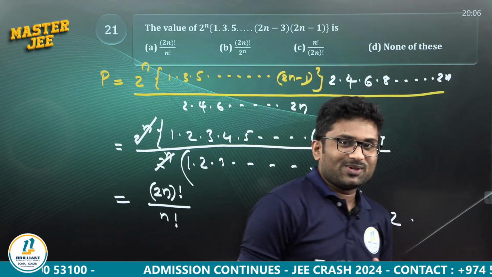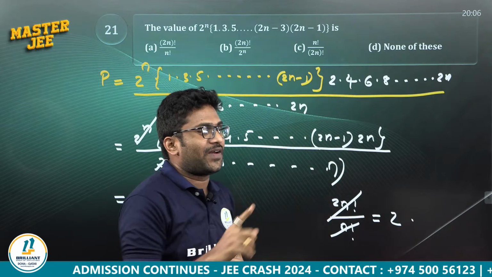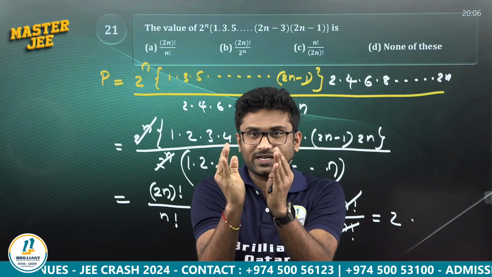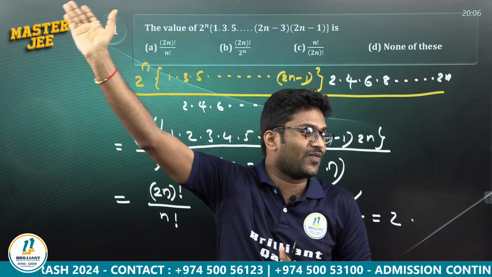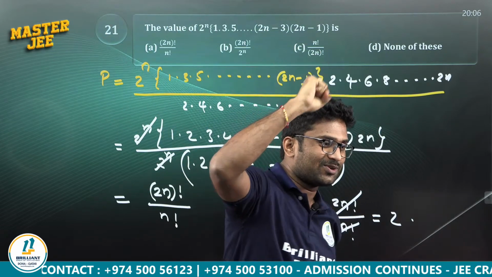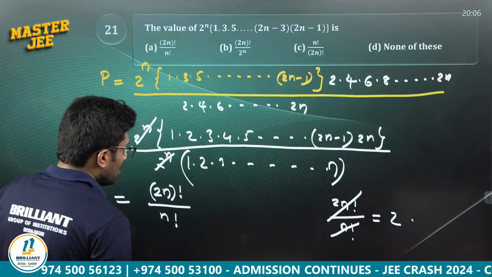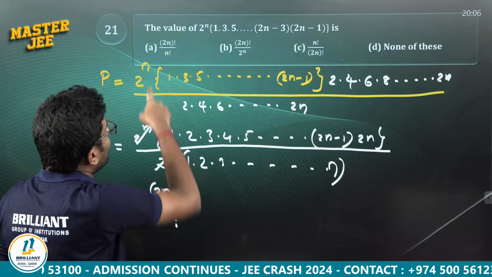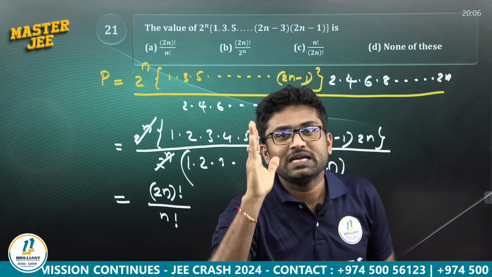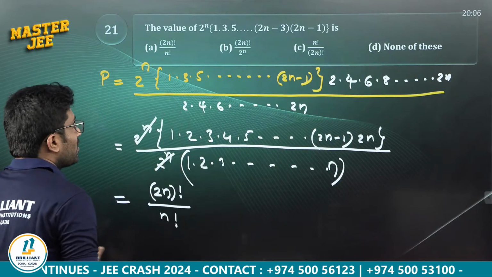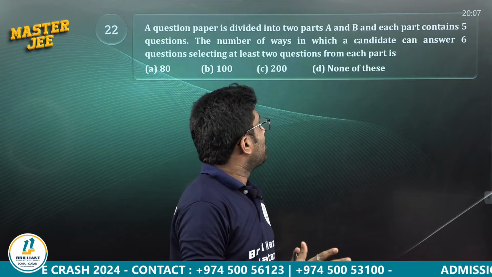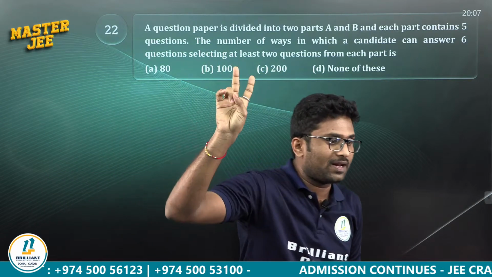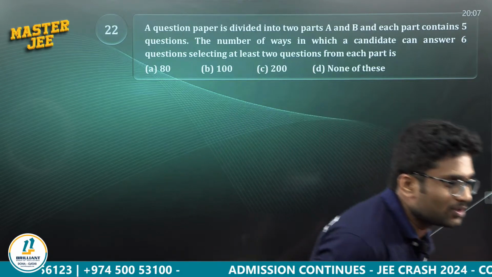We are not supposed to cancel n factorial because it is not 2 times n factorial. The number is 2n, whole factorial. So 2n factorial by n factorial you are not supposed to cancel, and the final answer is 2n factorial whole divided by n factorial. Going with the second question. 2n factorial is different from 2 into n factorial.